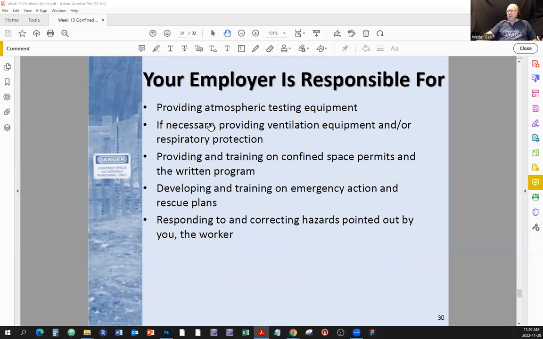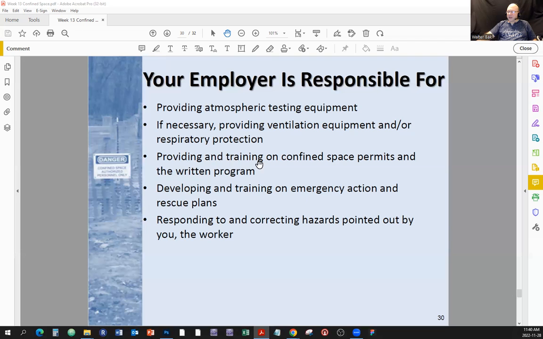What is your employer responsible for when it comes to working within a confined space? Your employer is responsible for providing atmospheric testing equipment. The employer is responsible, if necessary, for providing ventilation equipment and/or respiratory protection. That's the duties of your employer. Your employer should provide the training that you need to do the job.